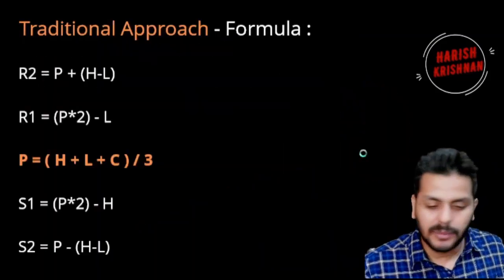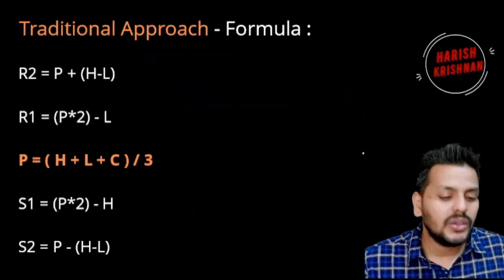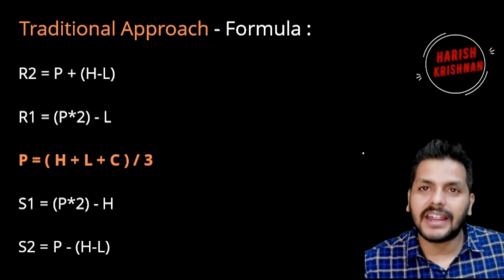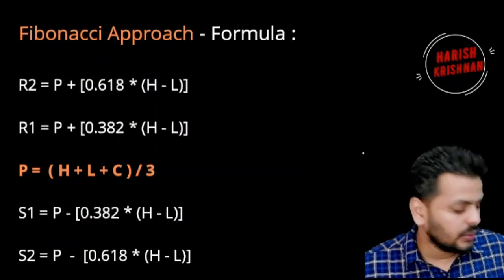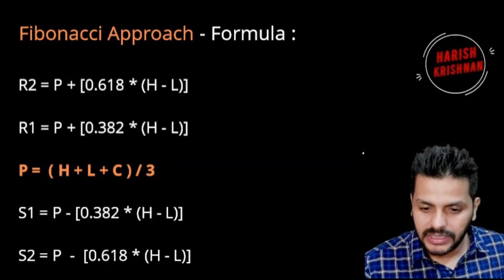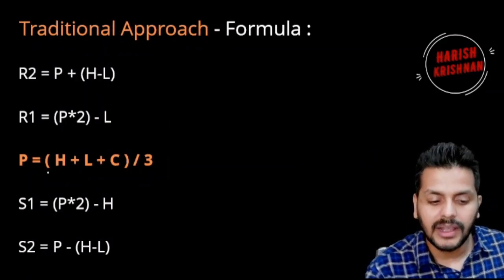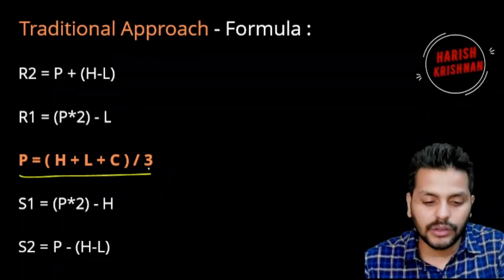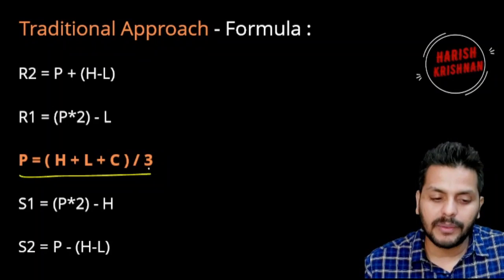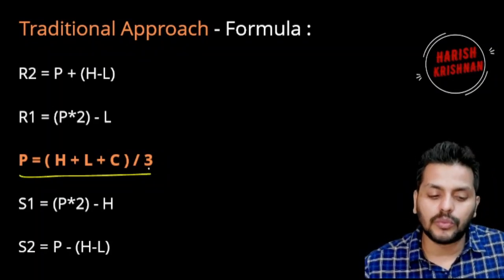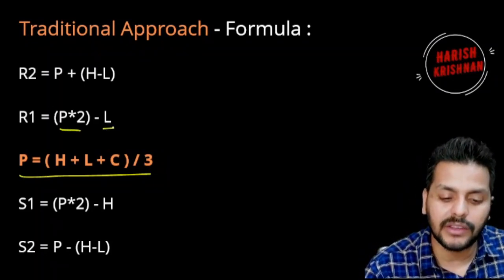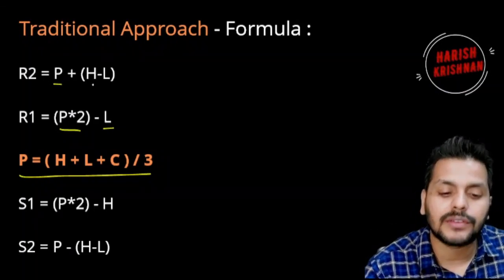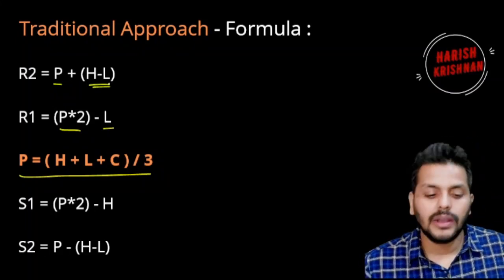The mathematical formulas are clean and simple, as you can see there. And once again, I'm just telling you that in today's time, you don't really need to have an idea of what these formulas are. This is the traditional approach formula, where the central pivot point is the average of the high, low and close, totally divided by 3. The immediate resistance point would be twice the pivot level minus the low, and the second resistance point would be the pivot point plus the high minus low, and vice versa.